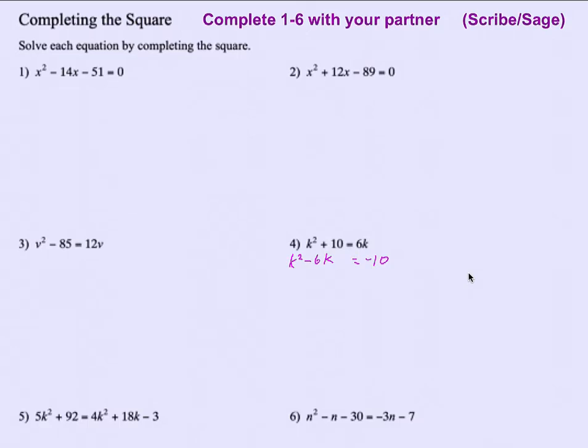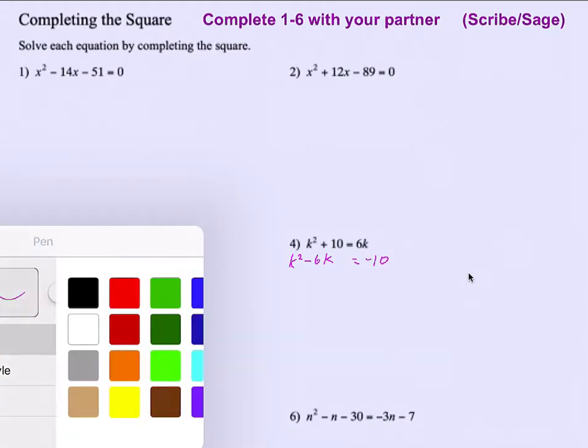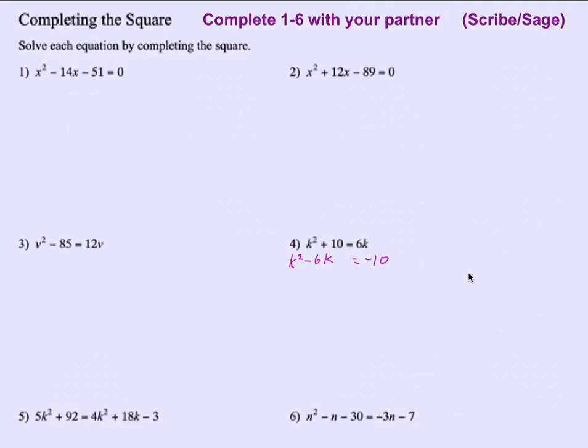And then we need to figure out what we're going to add to both sides. That's the b over 2 squared. That's -3 squared is 9, so I'm going to add 9 to both sides. And so we know that this is a perfect square, k minus 3 squared. By the way, it's worth pointing out that this number, this b over 2, is always the same number that's in your perfect square. They're always, always, always the same. Equals -10 plus 9 is -1.